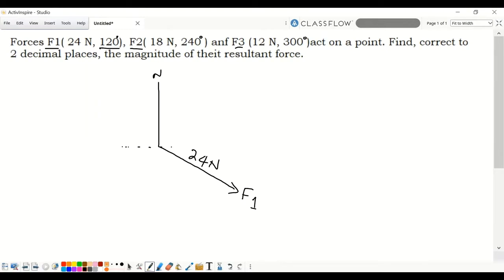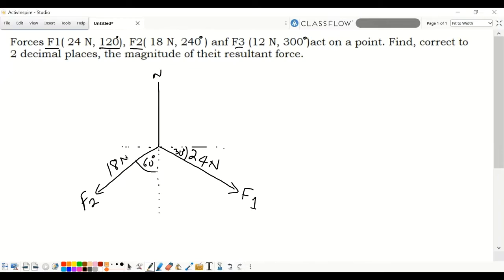This angle will be 30 degrees. Yeah, 90 plus 30 is 120. Next, F2 is 80 Newtons at 240. So we know this is 180. So if we go here 60 degrees more, we get 240 bearing. From here till here is 240. Always start from north. Okay? So let's label this one F2, 18 Newtons.